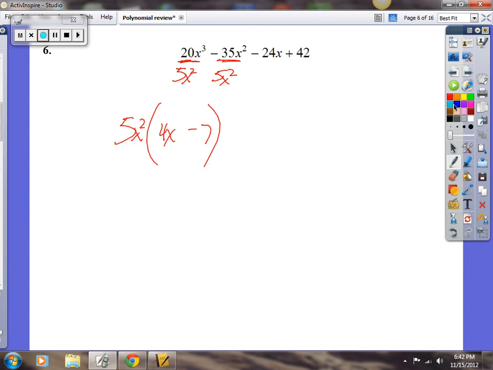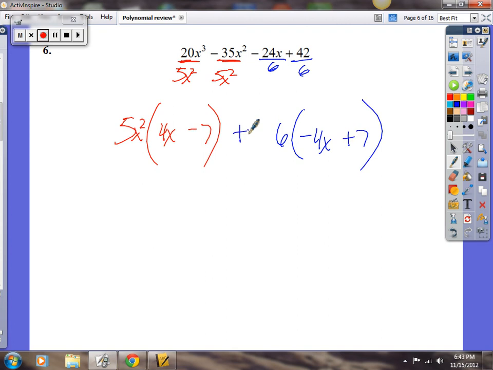Okay, now these other 2 terms, you've got to do the same thing. Find the GCF, divide them both by 6, and it might be a 6 or it might be a negative 6, because I think we're going to have to change some signs. So if you divide them right now both by 6, a negative 24 divided by 6 is going to be a negative 4x, and a 42 divided by 6 is going to be a 7.